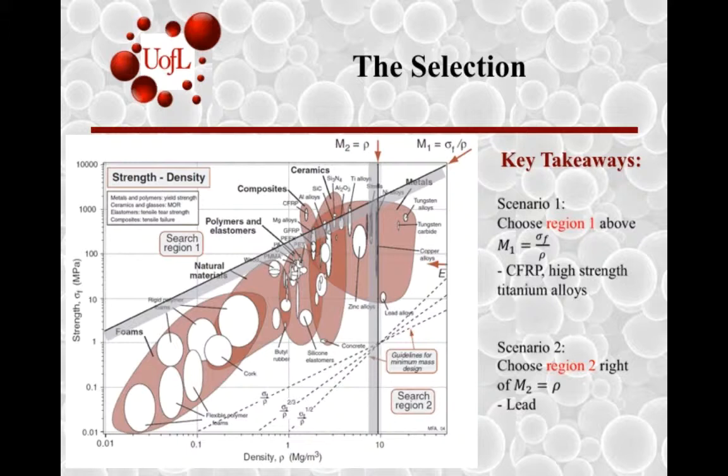So we get two lines on our material chart. For the first scenario, we're looking up in the top left corner, and in that region we get the best material choices of the carbon fiber reinforced polymer and some high strength titanium alloys that are able to withstand that tensile stress and give you the lightest option.